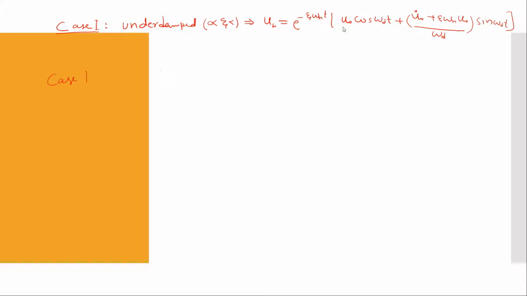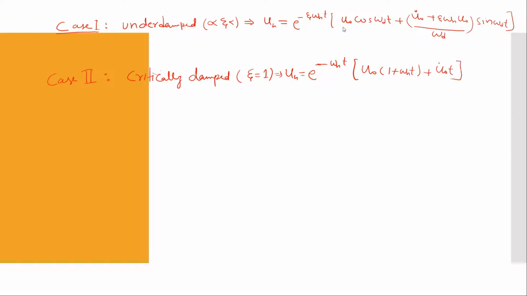Now case 2, where critically damped, where xi equals 1, and we get the homogeneous solution or general solution as u of h equals e to the power minus xi omega n t, and xi here was 1, so we can replace it: minus omega n t into u naught into 1 plus omega n into t plus u naught dot into t. So this was the second case.